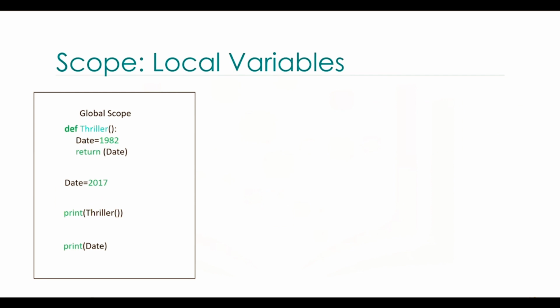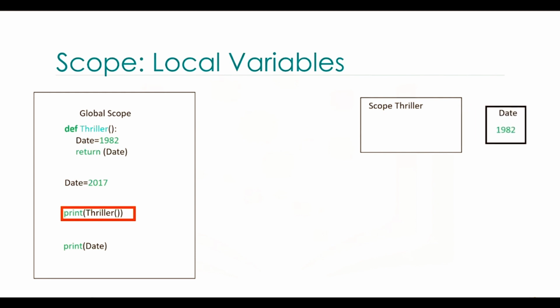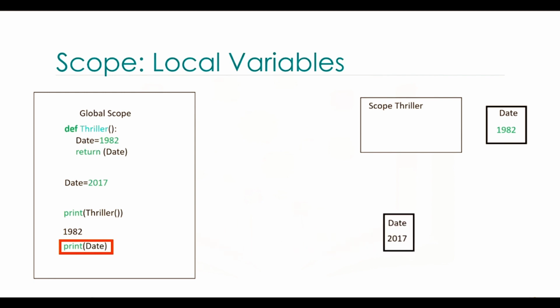Variables inside the global scope can have the same name as variables in the local scope, with no conflict. Consider the function thriller. The local variable date is set to 1982. The global variable date is set to 2017. When we call the function, we create a new scope. Within that scope, the value of date is set to 1982. If we call the function, it returns the value of date in the local scope, in this case 1982. When we print in the global scope, we use the global variable value. The global value of the variable is 2017. Therefore, the value is set to 2017.